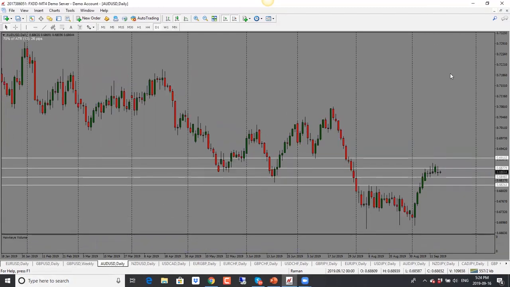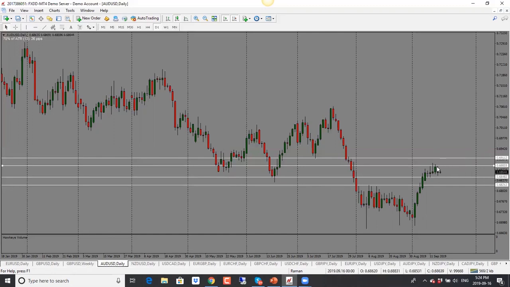Next one here is Aussie dollar. So as we can see, Aussie has been stuck in this range for a bit, and we should see a reaction, some sort of a reaction as part of the monetary policy. But what we see is multiple rejections here. Price has not been able to break through this previous support resistance level at 0.6880.